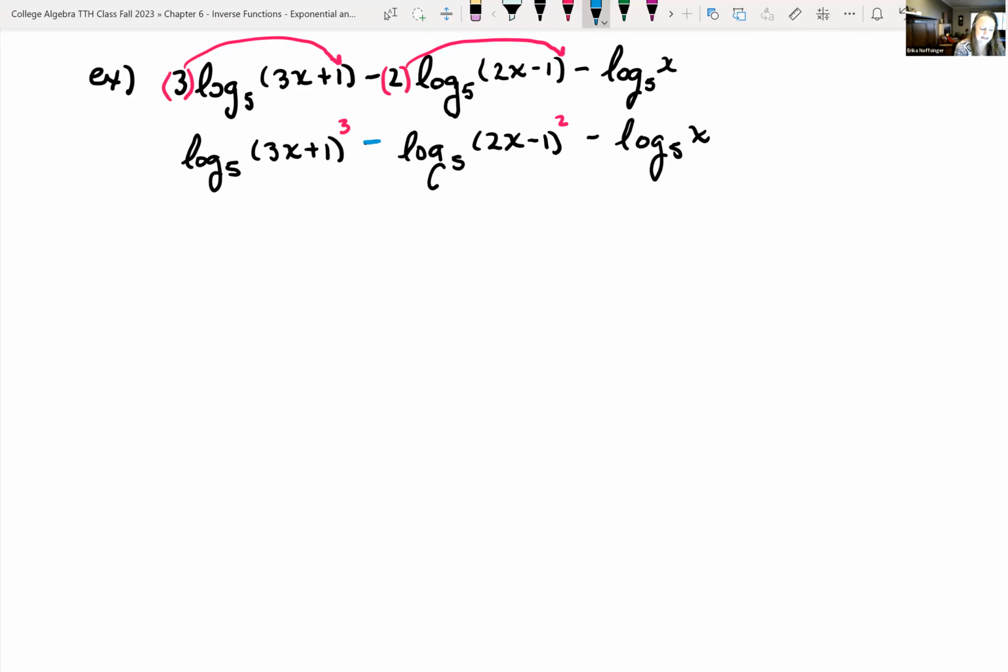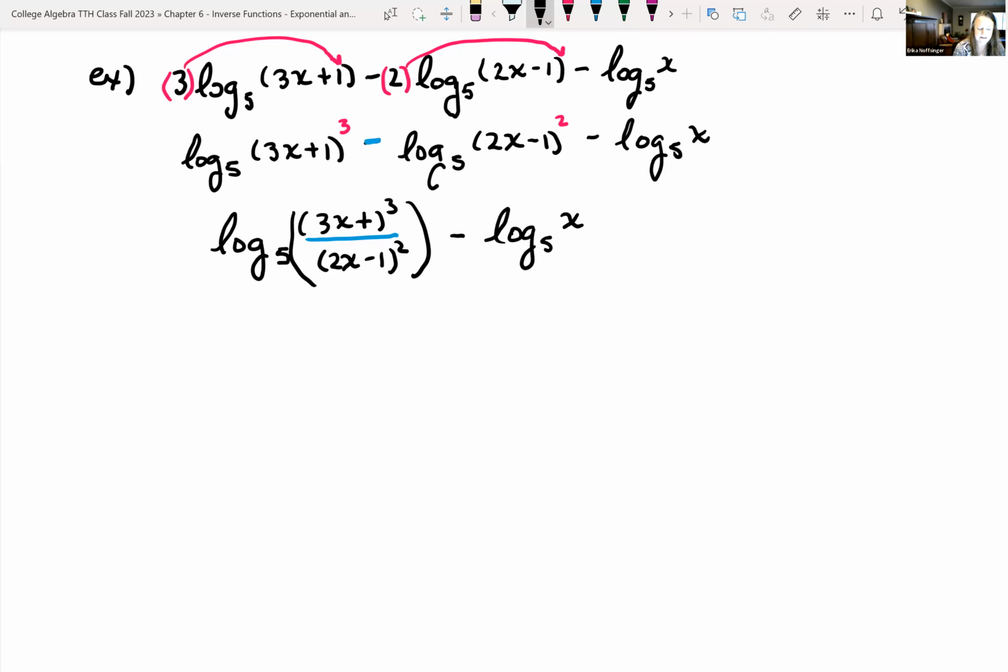So this minus in between tells us division. And so let's just combine those first two logs. We have log base 5 of (3x plus 1) cubed all over (2x minus 1) squared. And then we have outside minus log base 5 of x.